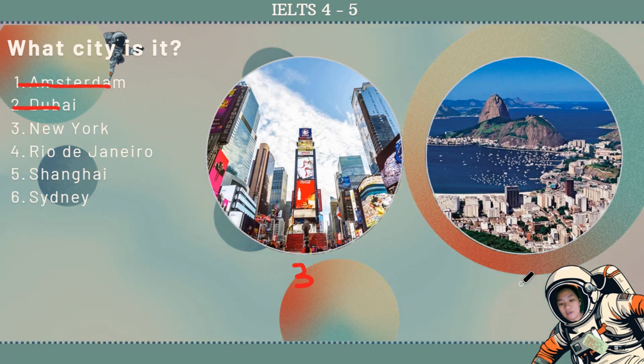So next up, see some big islands. There are high rises as well, but it's not as full of advertisement as New York. And you see a lot of boats here, a big, expansive sea. So what do you think it is? What's the name? It is number 4, okay? Rio de Janeiro is in Brazil.